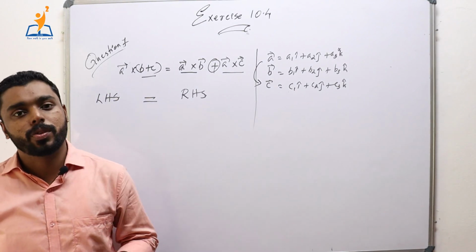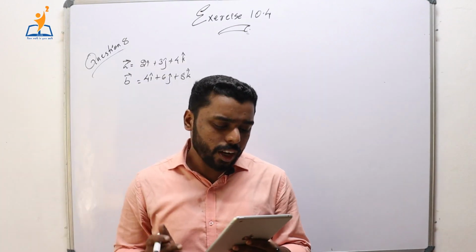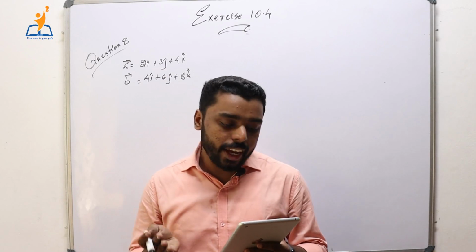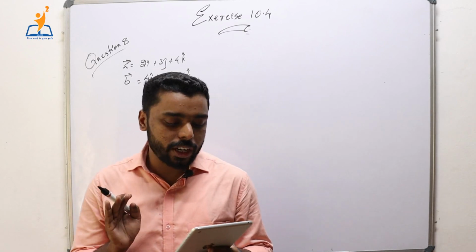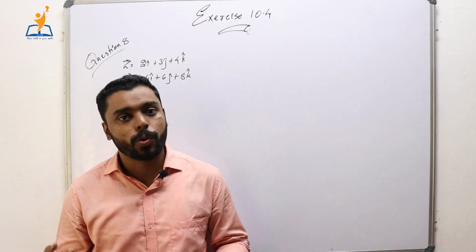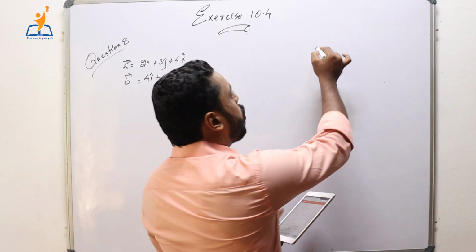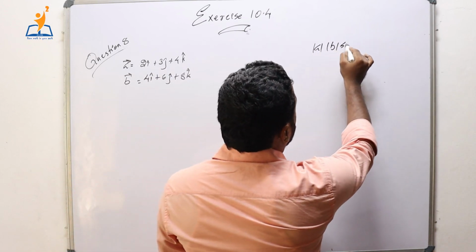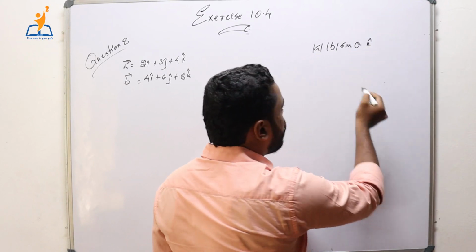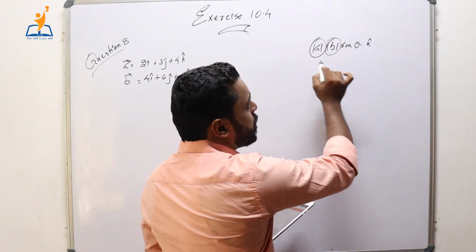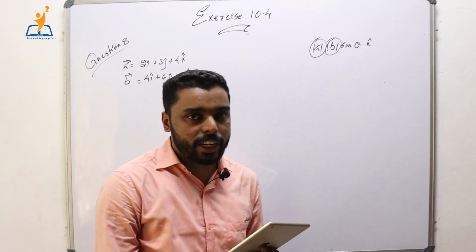Now we shall move to question number 8. The question is, if either A equal to 0 or B equal to 0, then definitely A cross B equal to 0, because we know that A cross B is nothing but mod A mod B sin theta n cap. If either A equal to 0 or B equal to 0, this will become 0 and the cross product will definitely be 0.